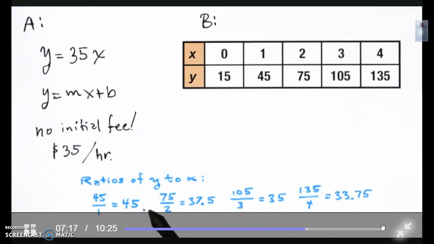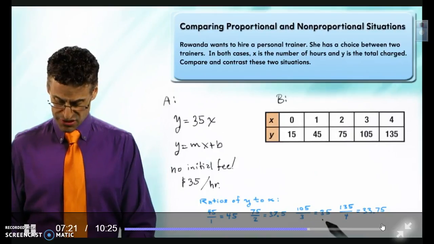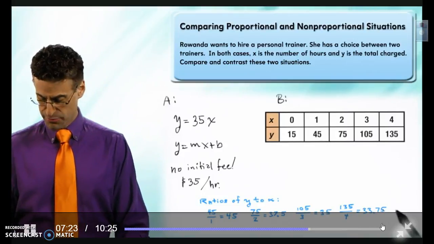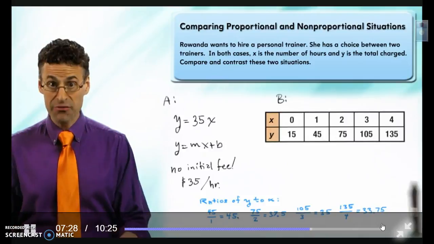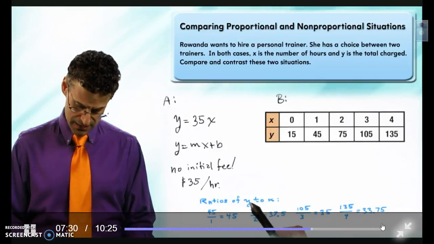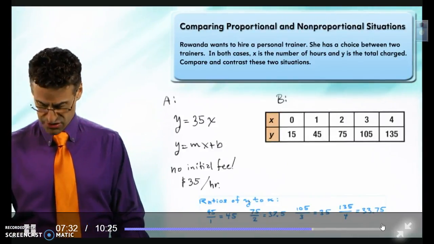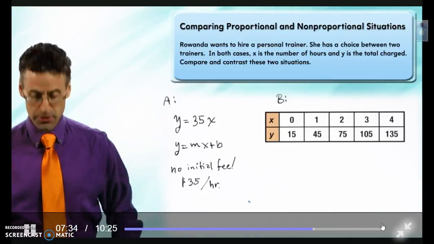45 over 1 is 45, but 75 over 2 is 37.5. The next ratio is 35. The next ratio is 33.75. These are not constant ratios. This is definitely not a proportional relationship.